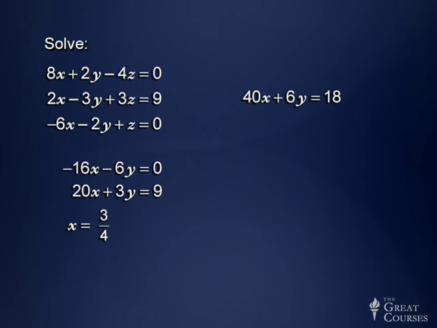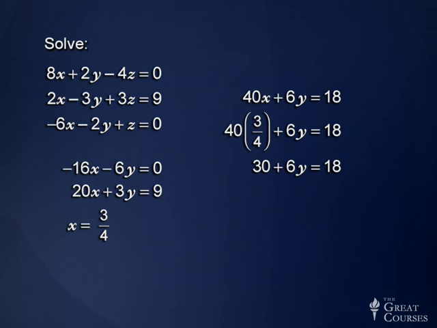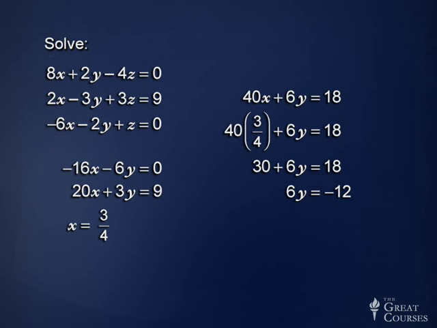And now I know x is 3/4, so I'm allowed to plug 3/4 in for x. And when I do, I'm going to have 40 times 3/4 plus 6y equals 18. Now 40 times 3/4 could be a little tricky, but that's going to simplify to just 10 times 3, which is 30. So I have 30 plus 6y equals 18. Subtracting that 30 from both sides gives me 6y equals negative 12. 18 minus 30 is negative 12. And dividing both sides by 6 gives me y equals negative 2.